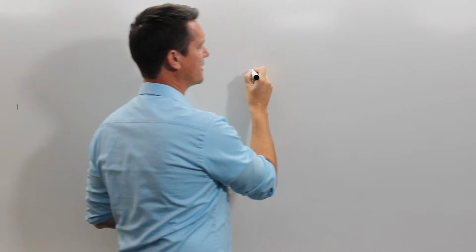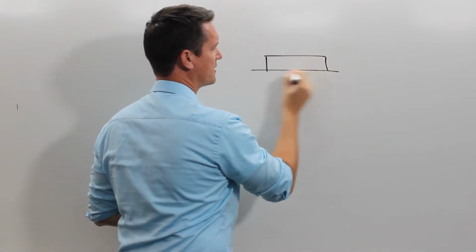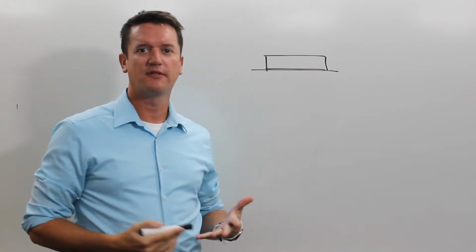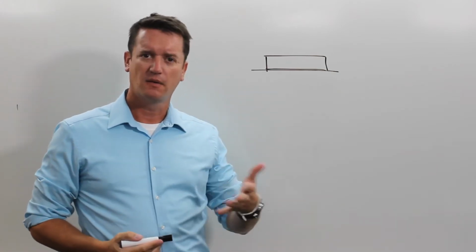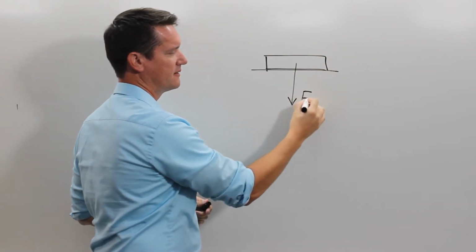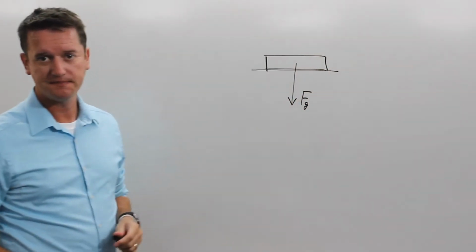So if we look at a book sitting on a table, we have a table here, and we have this book just sitting there. If we think about what are all of the forces that are acting on this book, well, we know that there's one force, which is the force of gravity, which is going down. I'm going to call that F sub g.